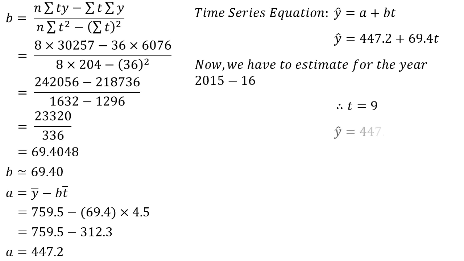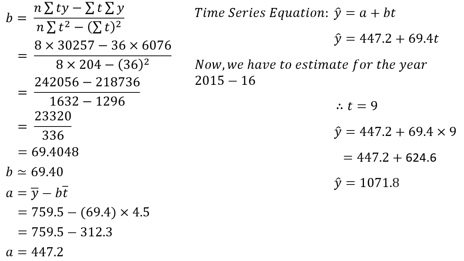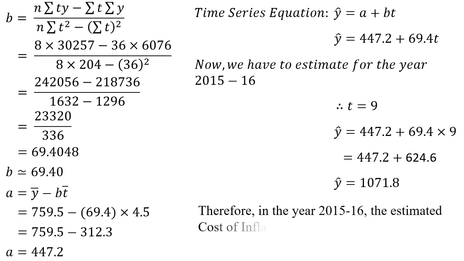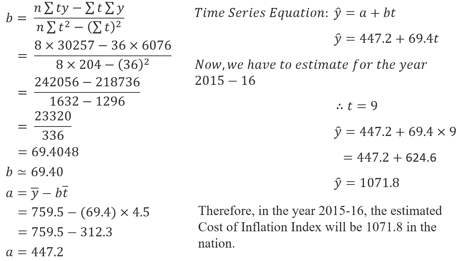Okay, so put T value equal to 9 into our equation for y cap, multiply B into T, and then add that into our A to get y cap 1071.8. So for the year 2015-16, the estimated cost of inflation index will be 1071.8 in the nation. So this is the estimate which you will get from this index number.